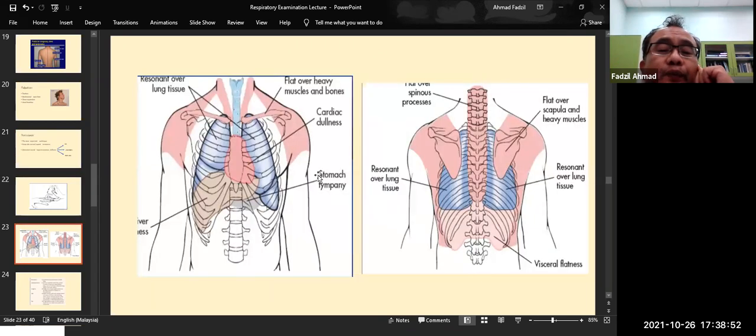So when you percuss, you must remember where the sounds are. There is the chest. You can look here. There is cardiac dullness here, and there is liver dullness. The stomach also gives a different sound. If you percuss your stomach, it is tympanic, and then the rest of the lung will be resonant. So at the back, it is resonant, and nothing should be dull here.